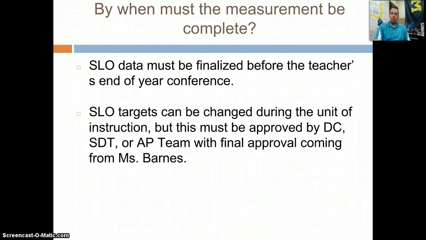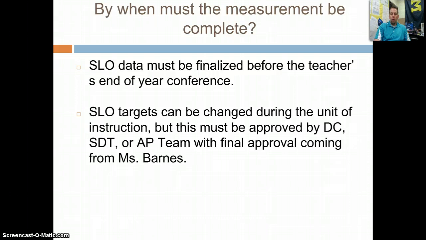By when must it be finalized? So for teachers, everything needs to be finalized. Your SLO data needs to be finalized by the end of the year conference. So SLO targets can be changed, but they must have the approval of your department chair, SDT, or the AP team. And then we actually have to go to Ms. Barnes to make sure that that target and that shift to target is okay.